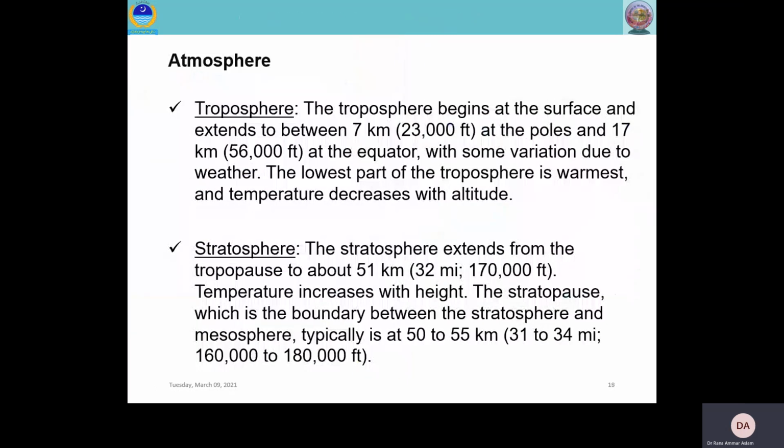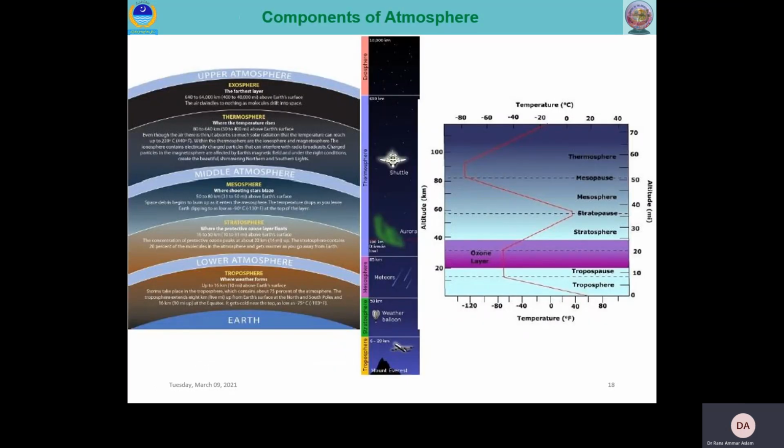While in the stratosphere, temperature starts increasing, and it reaches a value of say 1 or 2 degrees Celsius, compared to the point where the stratosphere starts, or the tropopause, where it decreases to minus 43 degrees Celsius, right?